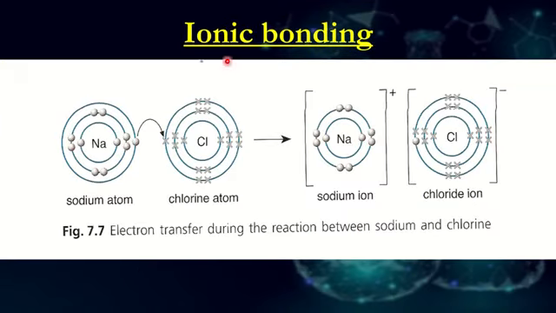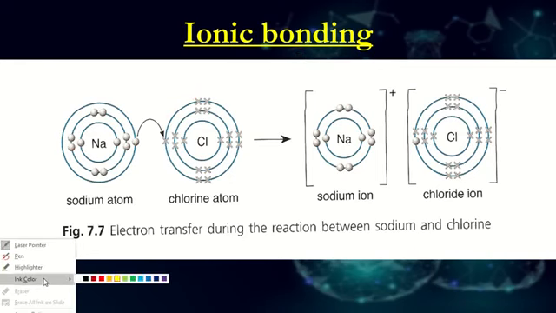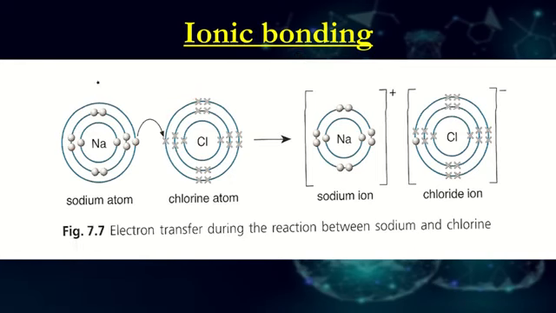Next one we have is ionic bonds. Now, ionic bonds is very simple. It's a bond between a metal and a non-metal. So you have sodium here. That's the metal. And then we have the chloride atom, which is the non-metal. Now, sodium is going to donate or give its valence electron to chlorine.